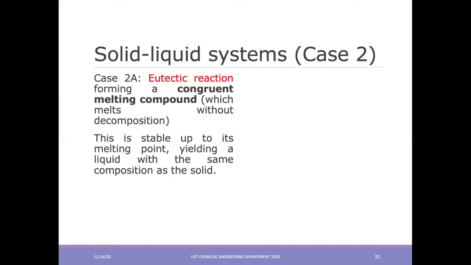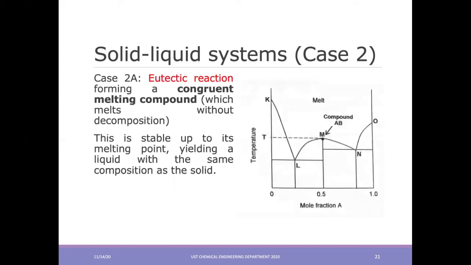So remember, in a compound formation, two types of compounds could be formed. This one is the first type, a congruent melting compound, which melts without decomposition. As I mentioned, this is stable up to its melting point, which yields a liquid with the same composition as the solid. So the formation of a congruent melting compound can be recognized in the phase diagram through the occurrence of what we call a maximum.